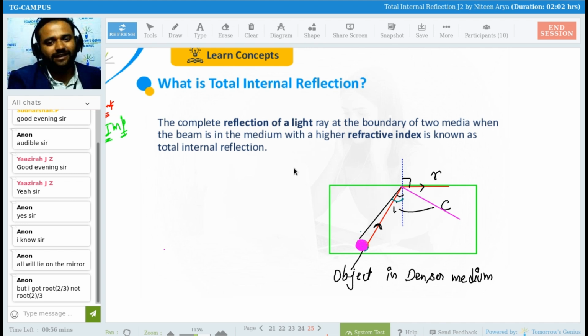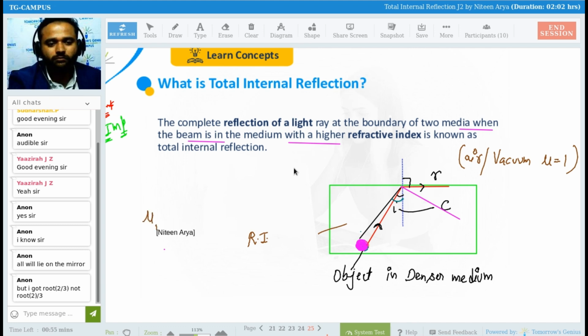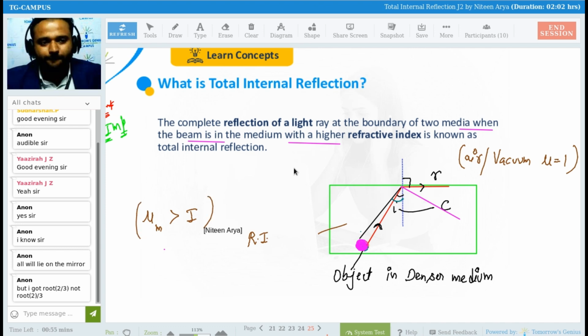Complete reflection of a light ray at the boundary of two media, when the beam is in the medium which has a higher refractive index. Obviously, higher refractive index means a denser medium. So we know air or vacuum has refractive index mu, I'm going to write always 1. So any particular medium with refractive index mu greater than 1, or more than 1, is a denser medium. Clear? So in this particular scenario, that is going to happen.